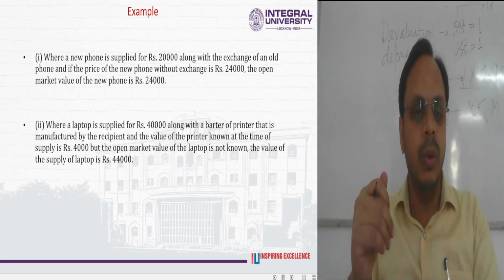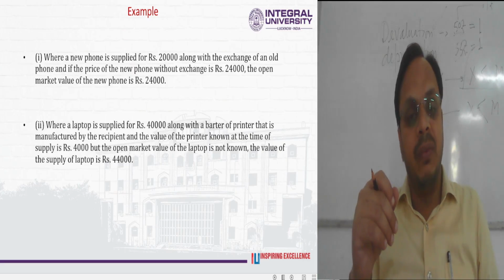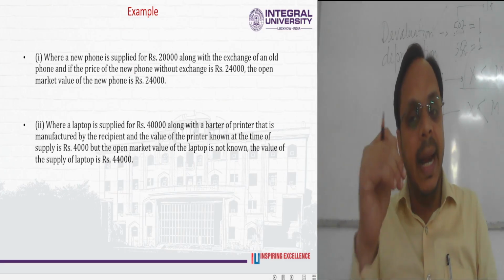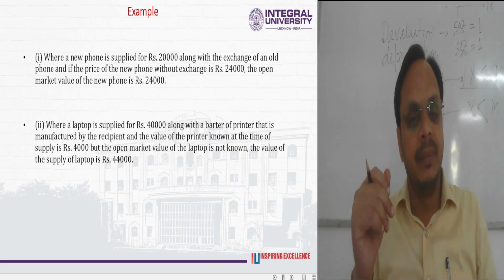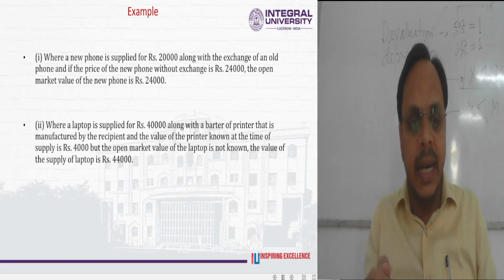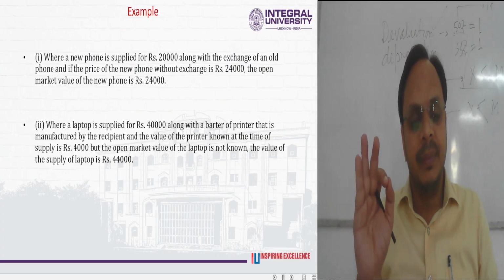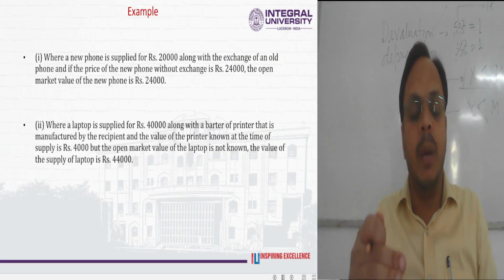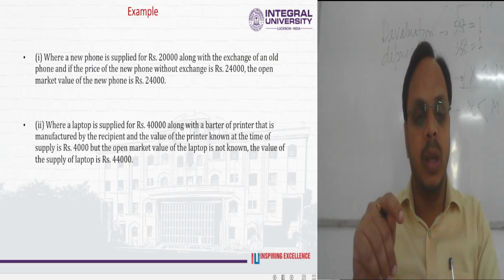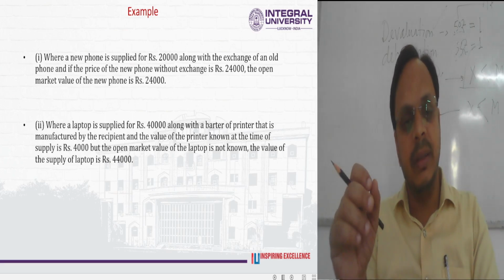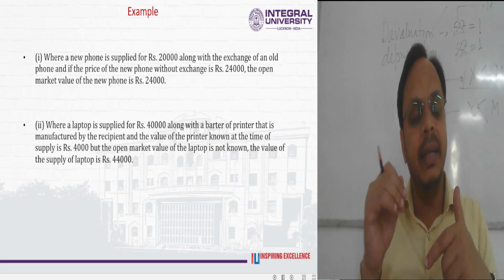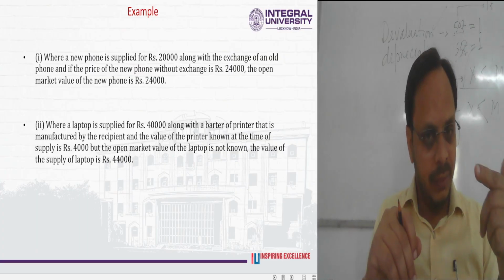Where a laptop is supplied for 40,000 along with a barter of a printer that is manufactured by the recipient, and the value of the printer known at the time of the supply of that goods is rupees 4,000, but the open market value of the laptop is not known. So in this case, the value of the supply of the laptop will be 44,000. The 4,000 is for the exchange of barter, the exchange of the printer that is manufactured by the recipient of the goods.